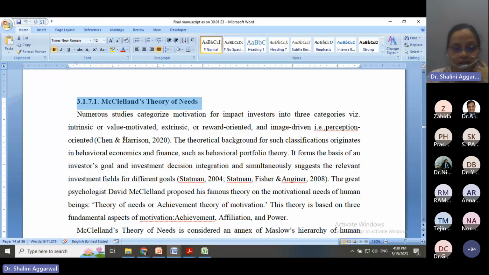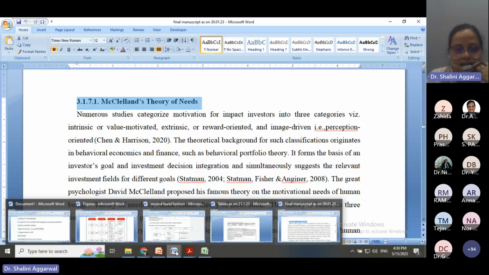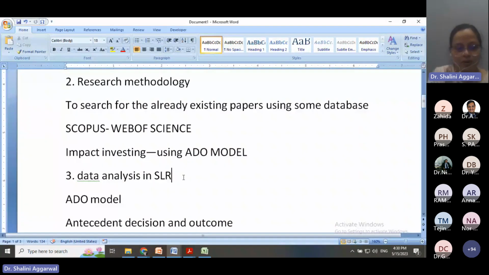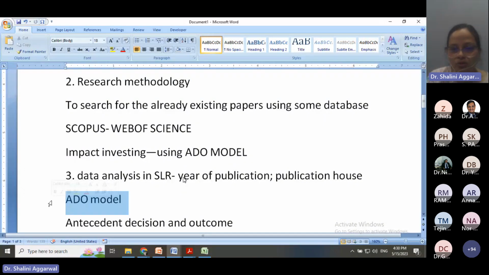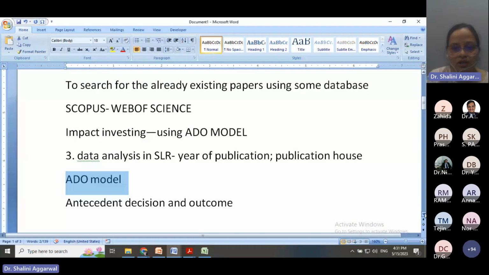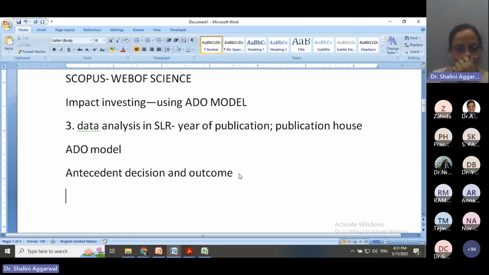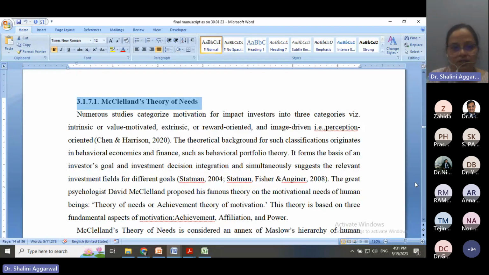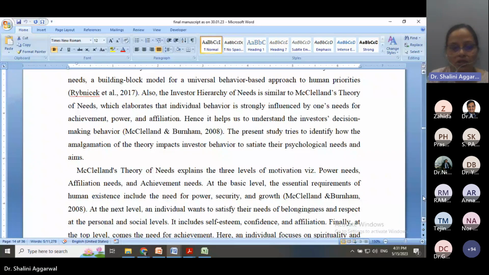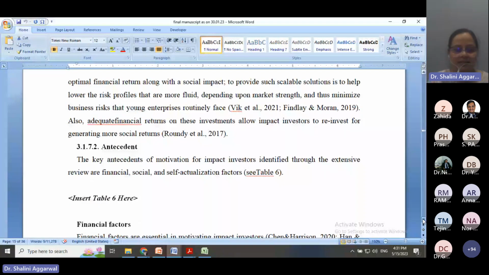So how do we write it? How do you write when you are talking about the ADO model? In the data analysis, I have already shown you the key years of publications. This is one way of showing publication houses. So these are the different things that you show in your SLR paper. Next is the ADO model that you are designing. When you are writing it, how do you go about it? Just look at this. You first talk about the theory, then all the antecedents. You have to explain those antecedents. Can you see it?